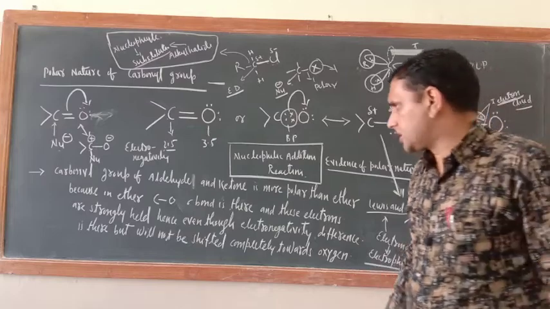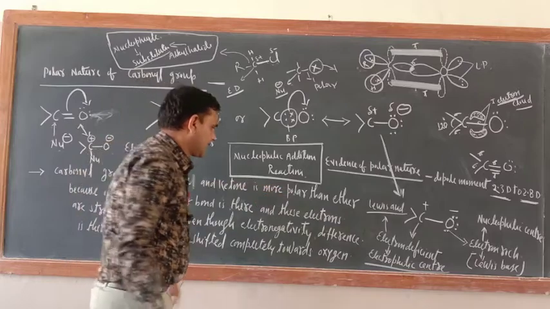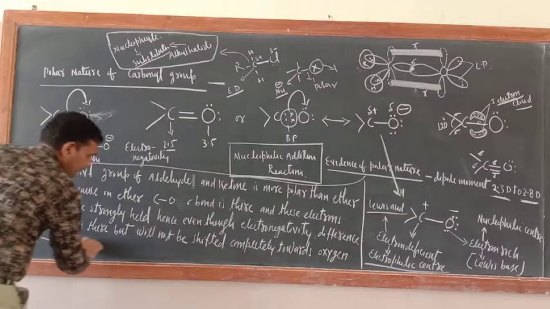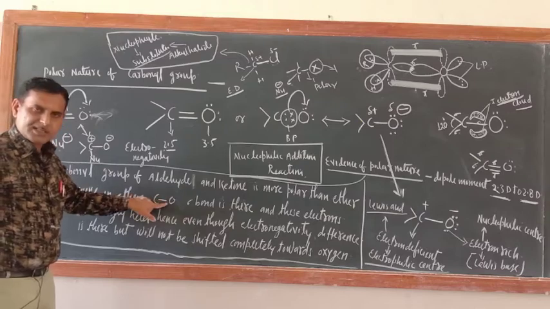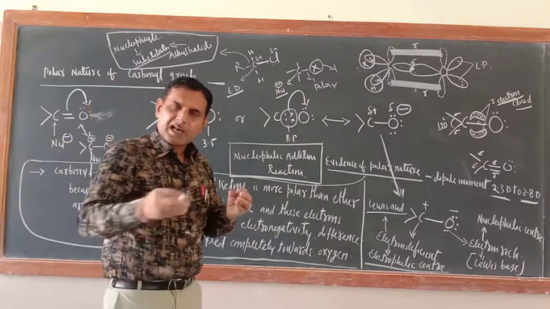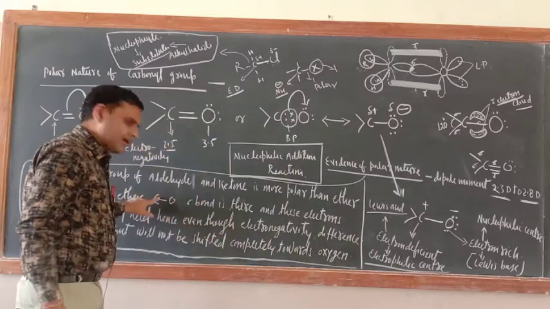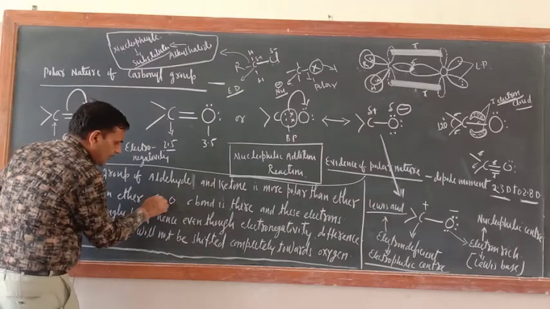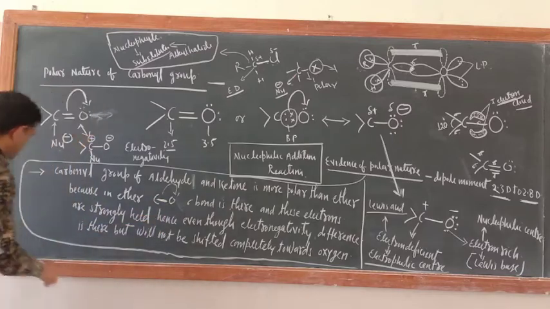One more piece of information: the carbonyl group of aldehyde and ketone is more polar than ether. Why? Just see, in ether, a single bond is there between carbon and oxygen, and a single bond is a sigma bond, so in a sigma bond electrons are strongly held. Even though there is a difference between the electronegativity of carbon and oxygen, these sigma electrons will not be shifted toward this oxygen. You know the ether structure, this is ether, just see.